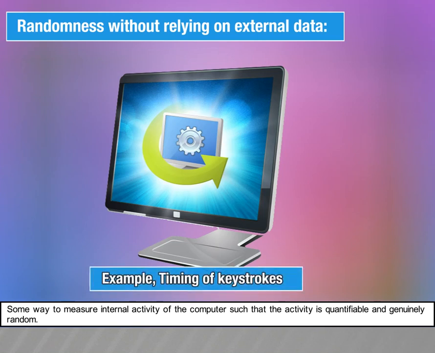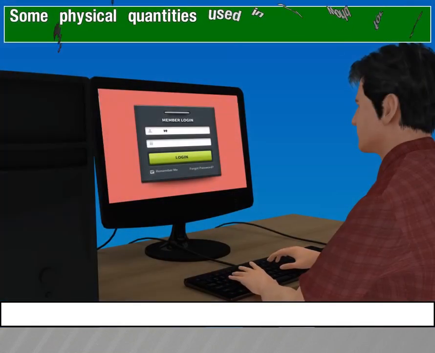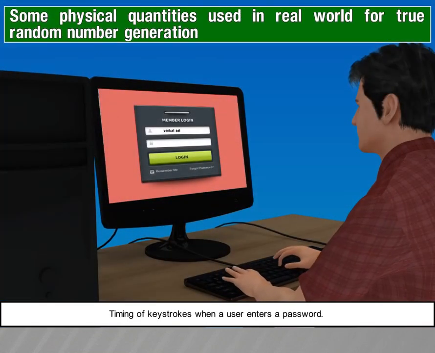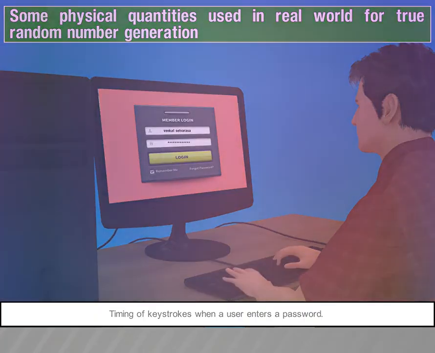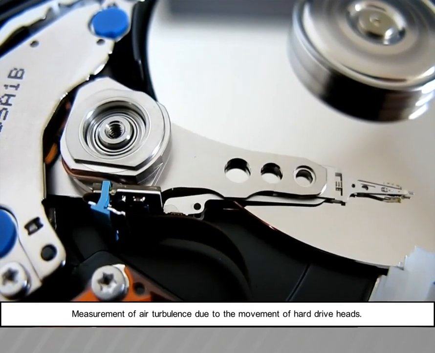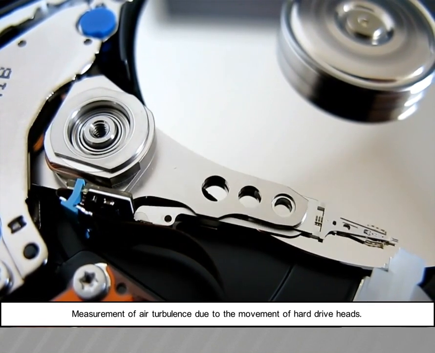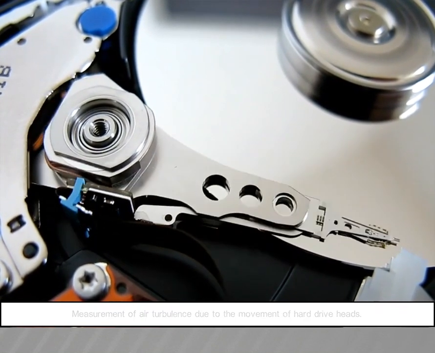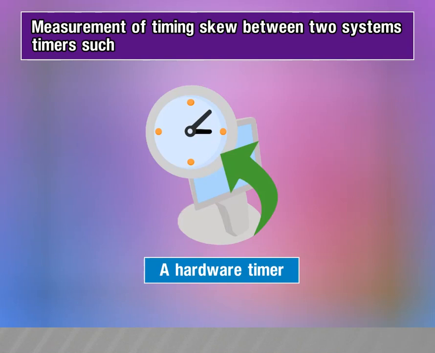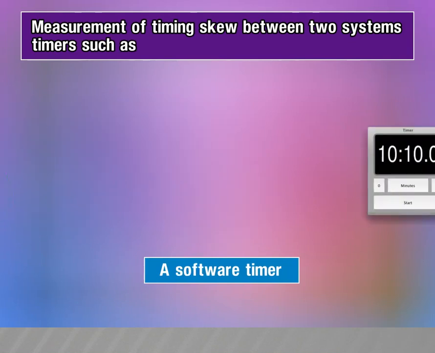Example, timing of keystrokes. Some physical quantities used in the real world for true random number generation: timing of keystrokes when a user enters a password, measurement of air turbulence due to the movement of hard drive heads, and measurement of timing skew between two system timers such as a hardware timer and a software timer.